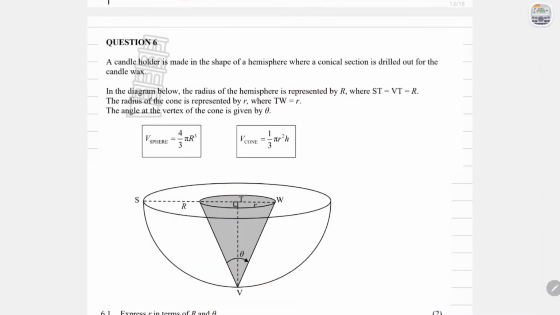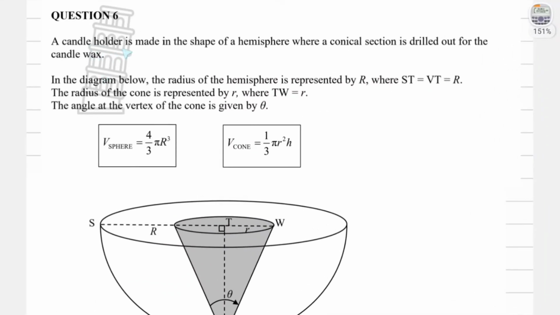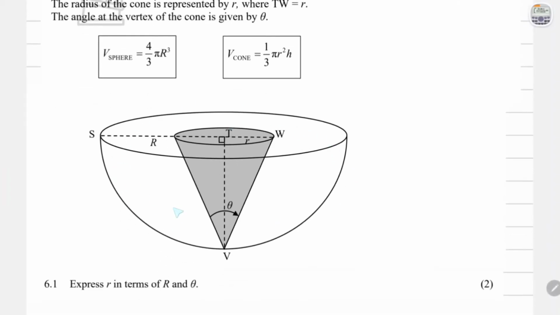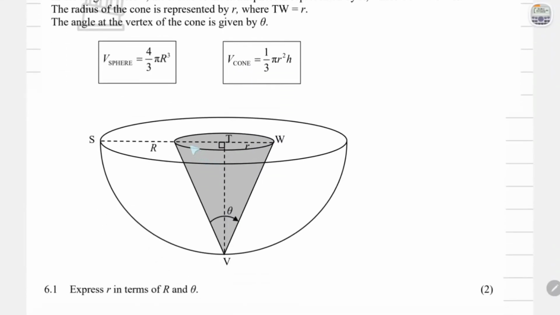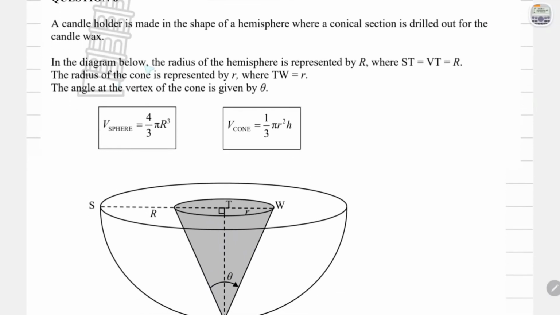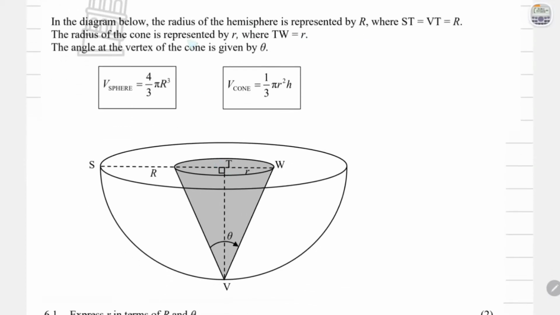Okay, so now we're on question 6, and question 6 says, a candle holder is made in the shape of a hemisphere where a conical section is drilled out for the candle wax. So we have this, it's a candle holder, like a bowl really, and then we have this conical shape. So not really a cone inside, it's drilled out of that shape. Then they tell us that in the diagram below, the radius of the hemisphere is represented by big letter R. That makes sense because it is a hemisphere.